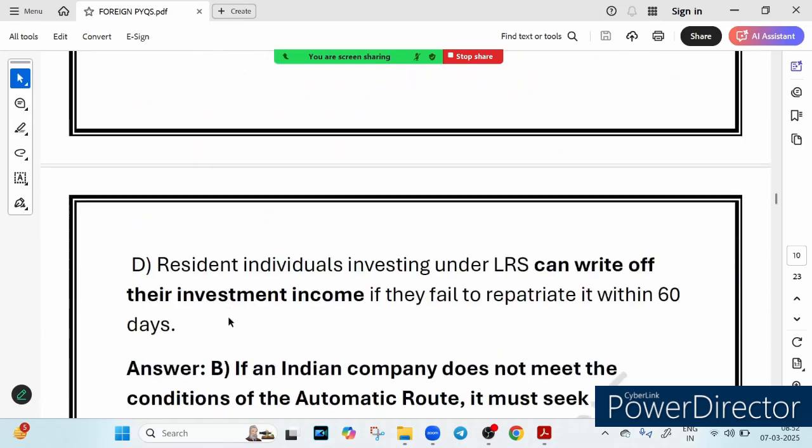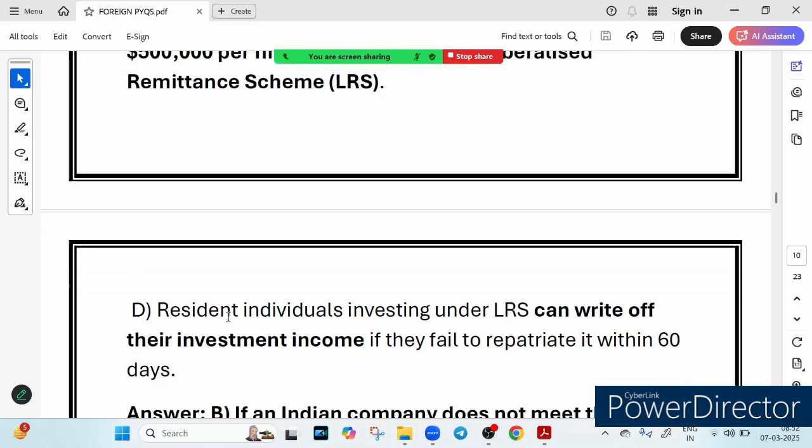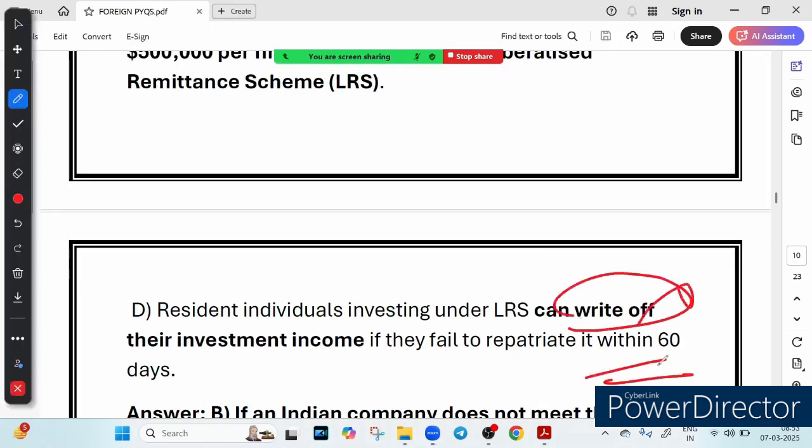Option D claims that a resident individual can write off their investment income if they fail to repatriate it within 60 days. This is false because FEMA guidelines require the individual to repatriate income earned from investment within 60 days, and no write off is allowed. Write off cannot be done, so this word write off is wrong. FEMA guidelines require the individual to repatriate income earned from investment within 60 days. So the correct answer is option B.